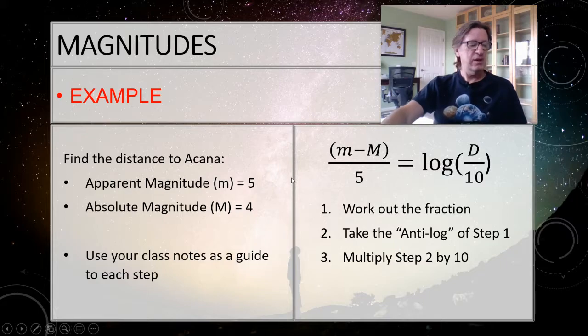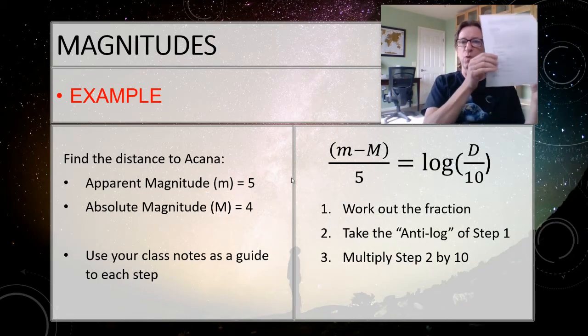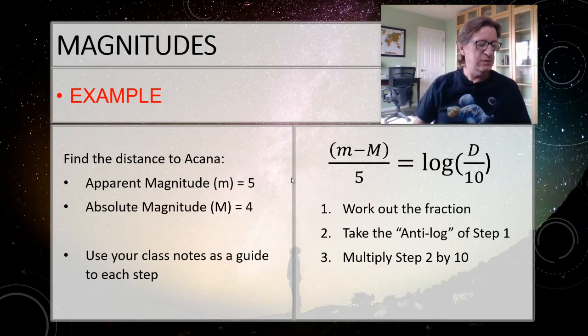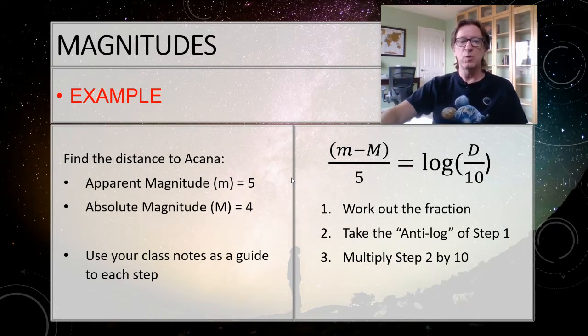So look at star A. We're going to look at star A, and I want you to work this along with me on your chart. So the apparent magnitude is 5, the absolute magnitude is 4. So step 1, work out the fraction. Pause the video, go ahead and do that.